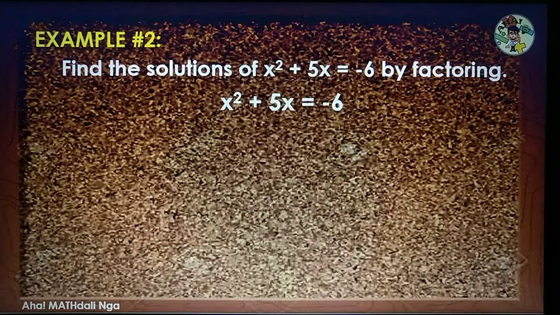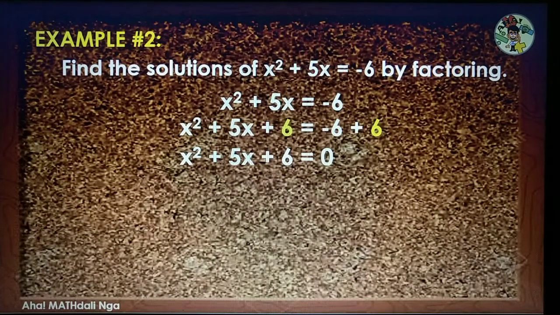First, we need to transform the quadratic equation into standard form. To do that, we will make negative 6 equal 0, and that is by adding positive 6 to both sides of the equation. So we have x squared plus 5x plus 6 is equal to negative 6 plus 6. Then we will simplify, and it becomes x squared plus 5x plus 6 is equal to 0.